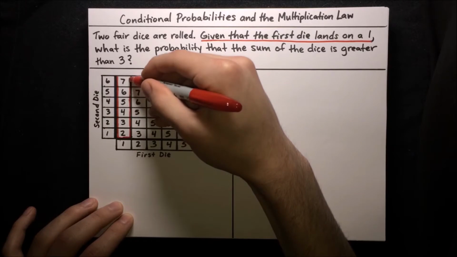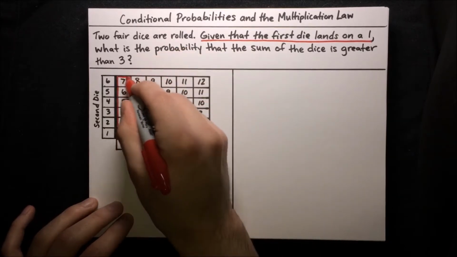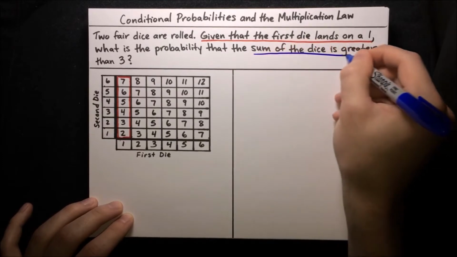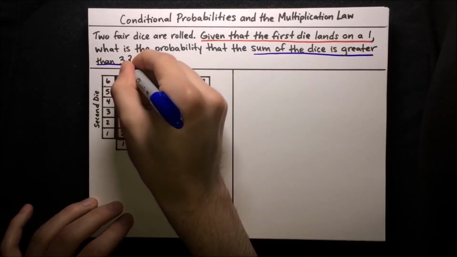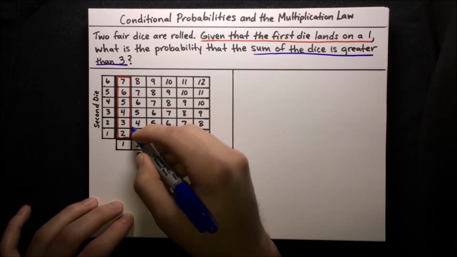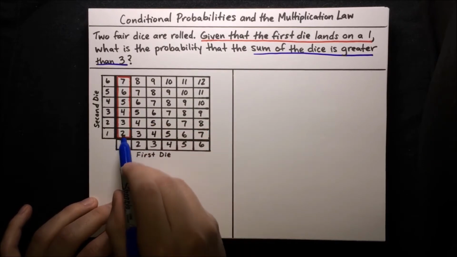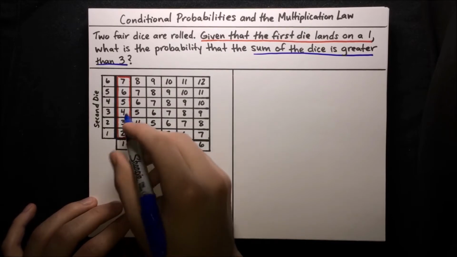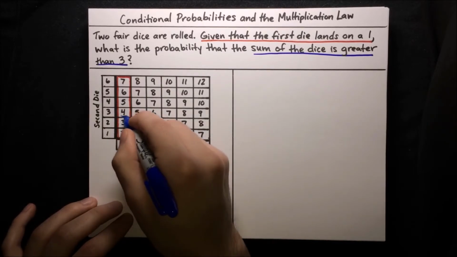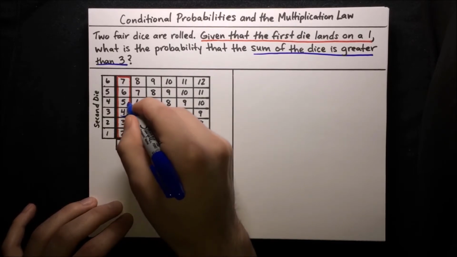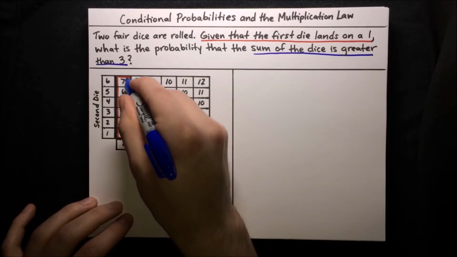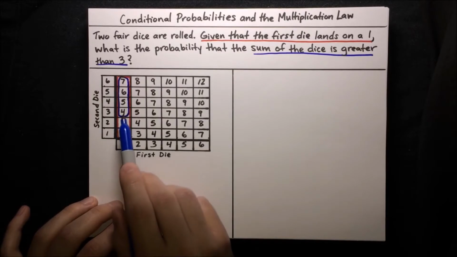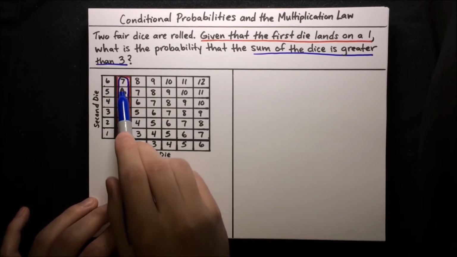And then within this first column, we want to ask, what is the probability that the sum of the dice is greater than 3? So let's go ahead and circle those instances. Here the sum is 2, so nope. Here the sum is 3, so nope. But here the sum is 4, that's greater than 3. And then above that, the sum is 5, that's greater than 3. Above that, 6. Above that, 7. Those are all greater than 3. So these are all the outcomes in favor, sums of 4, 5, 6, 7.